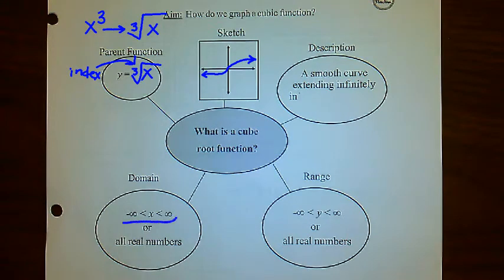Notice that these are less than symbols. You cannot ever reach infinity or negative infinity, so that's why there can't be an equal sign under it. And then again, the description of a cube root function: a smooth curve extending infinitely in both directions. Yesterday it was just in one direction, because when you square something, it's going to be positive unless you negate it out front. So both directions.